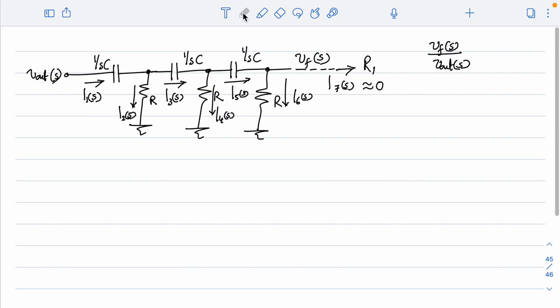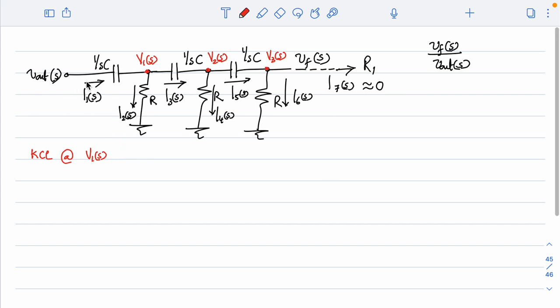Let me just mark these nodes as well. This voltage I mark as V1 of S. This I will mark as V2 of S. This I will mark as V3 of S. So what is the intention here? I will write Vf of S in terms of V out of S with the help of all these intermediate node voltages, right? So let me start with this. Write KCL at V1 of S.